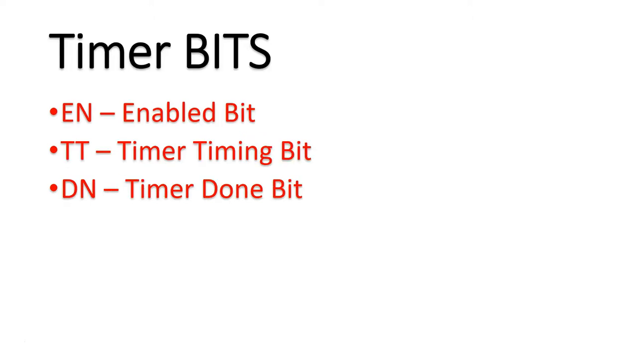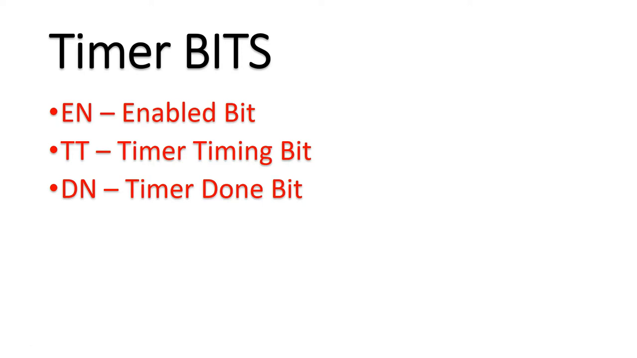When we talk about timers, we have to talk about the bits that are associated with the timer. This will make a little more sense whenever we get into the programming. I will demonstrate these bits for you in a simple program and how they operate. Each timer has three main bits that we'll be using: the EN bit, which is the enabled bit, the TT bit, which is the timer timing bit, and the done bit, which is the timer done bit.